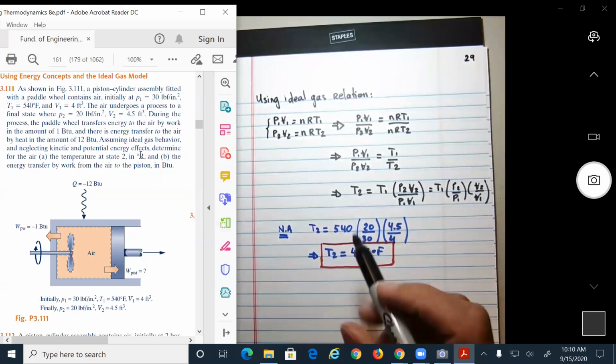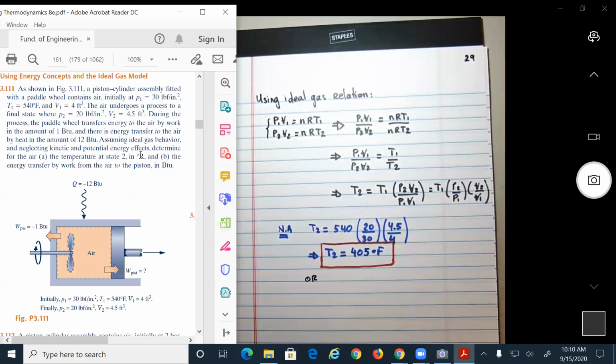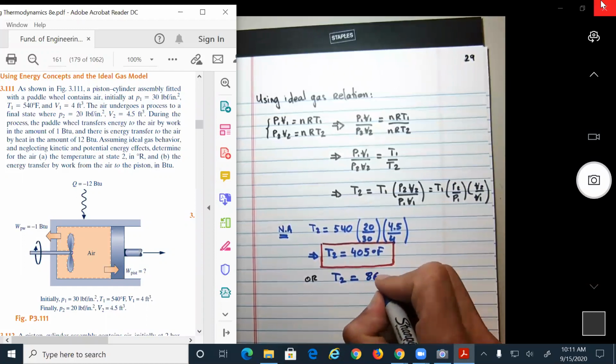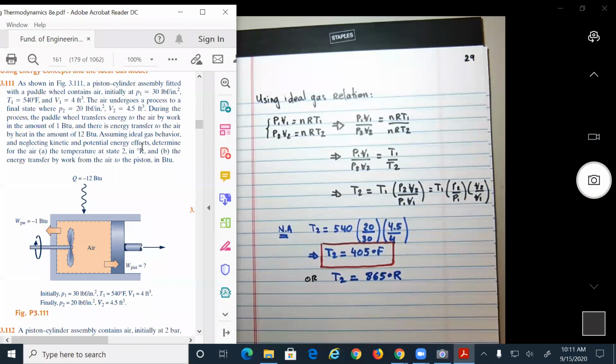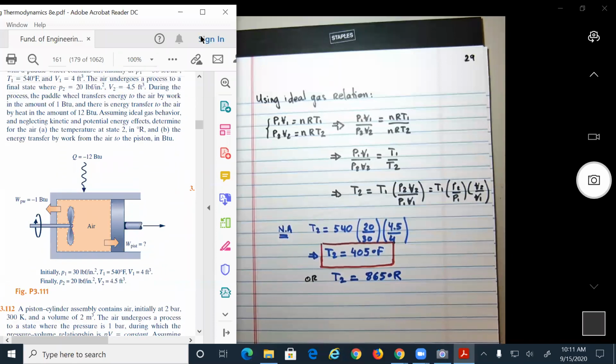And now in Rankines, that will be what? You need to add, see, we did this. How do you go from Fahrenheit to Rankines? You need to add, remember I told you to bring that page with the units? 460, okay? So that will give you then 865. Okay, and B, the energy transfer.